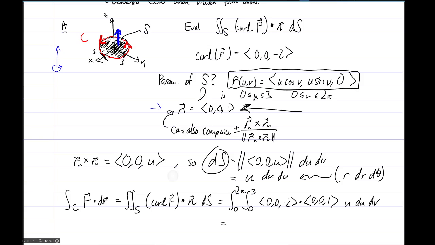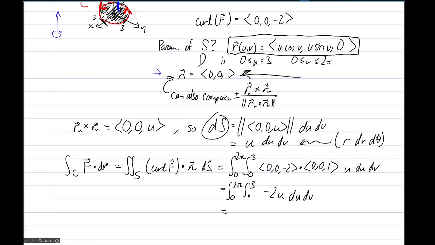This dot product is actually not bad, so let's go ahead and compute this in full. We've got negative 2u du dv, and if you work through some details here, you're going to end up with negative 18π. Now that number, negative 18π, I hope looks familiar because of the following thing.